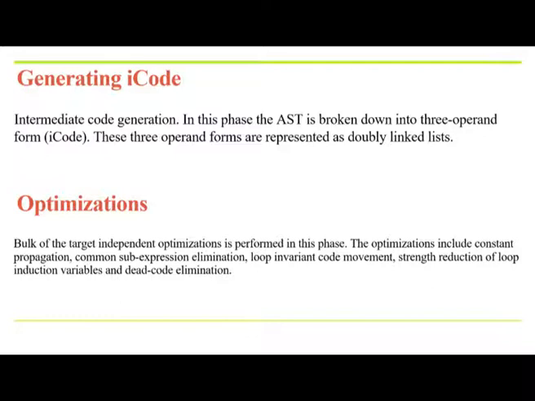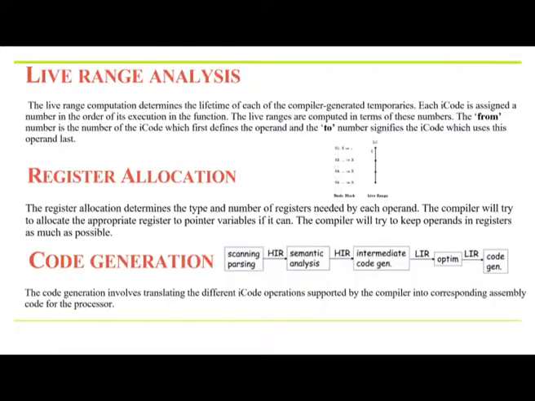Then come optimizations. The bulk of the target independent optimizations is performed in this phase. The optimizations include constant propagation, common sub-expression elimination, loop invariant code movement, strength reduction of loop induction variables, and dead code elimination. Next comes live range analysis.